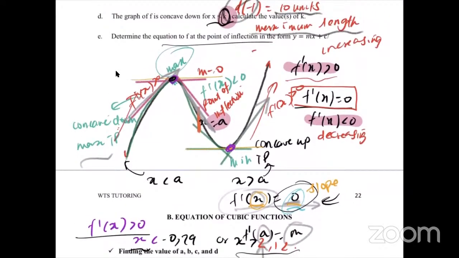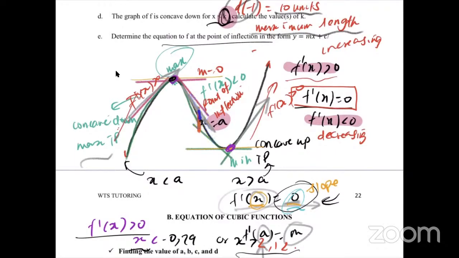All right, now you will do E. What's interesting about E, while you write the rest of the information, just make sure you have it in your book, is that they want you to determine the equation of f at the point of inflection in the form y equals mx plus c. So they're looking for you to find the tangent at exactly that point. Do you see that? You already have that point, right? You just need to know the gradient at that point.